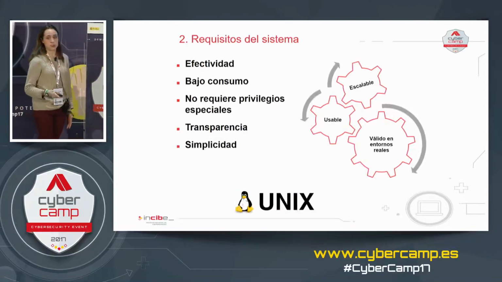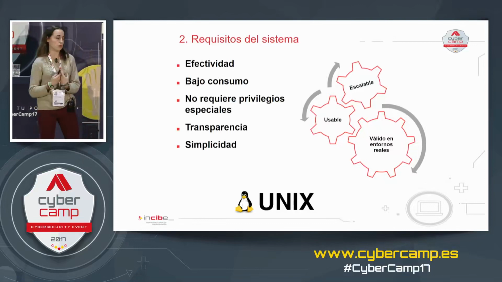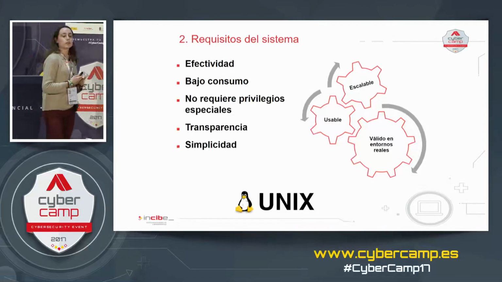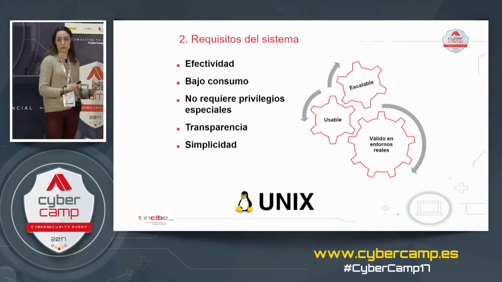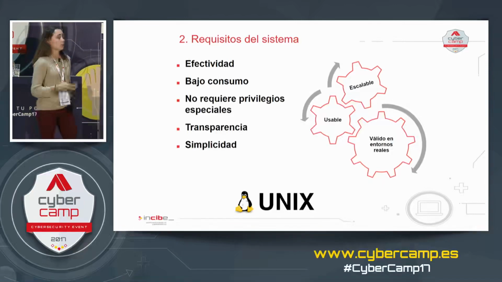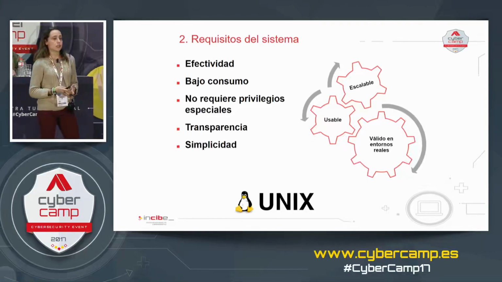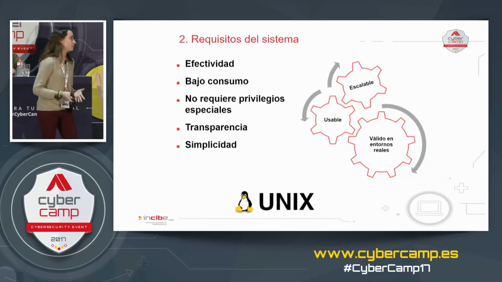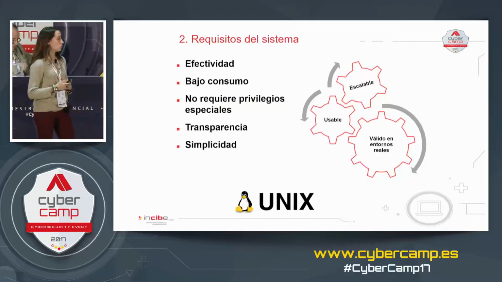What are the system requirements? It must be efficient and effective: it gives results in relation to ransomware and does not corrupt our files. It must be low consumption, so that users do not have to devote many resources from the system, or from embedded systems in the Internet of Things. So not too much memory. It shouldn't need special privileges. It should be transparent and simple. Simplicity makes it more attractive.